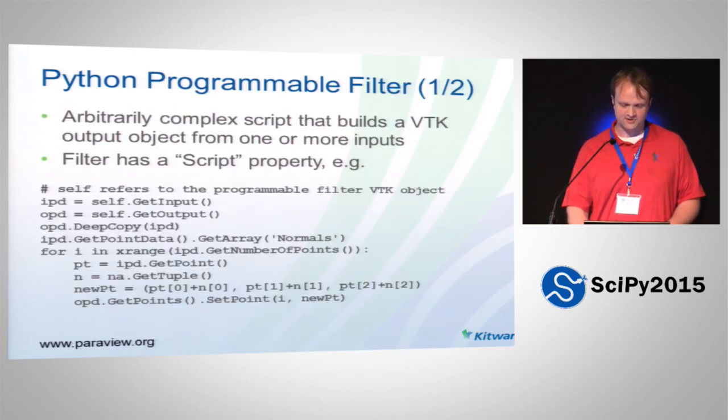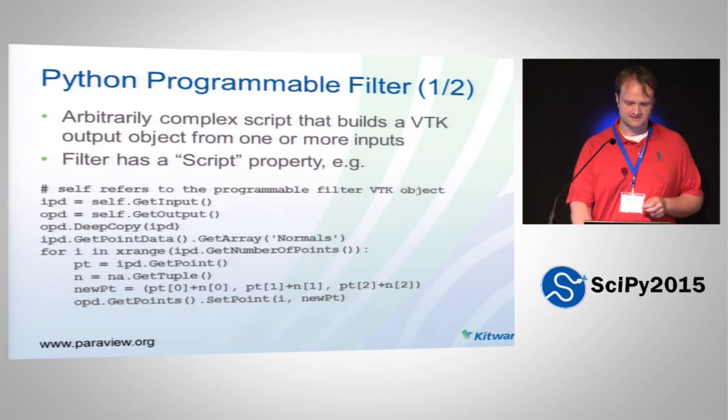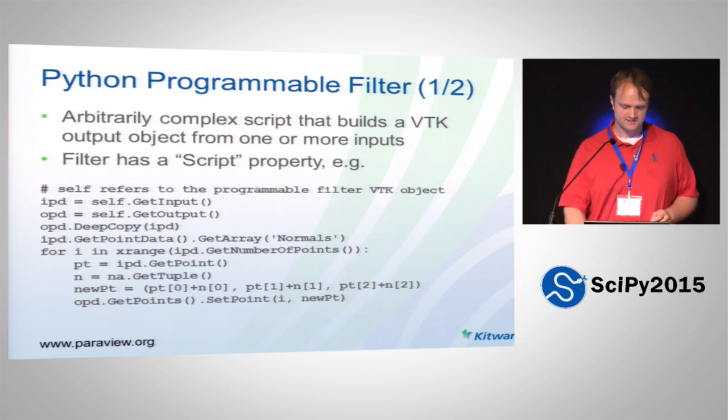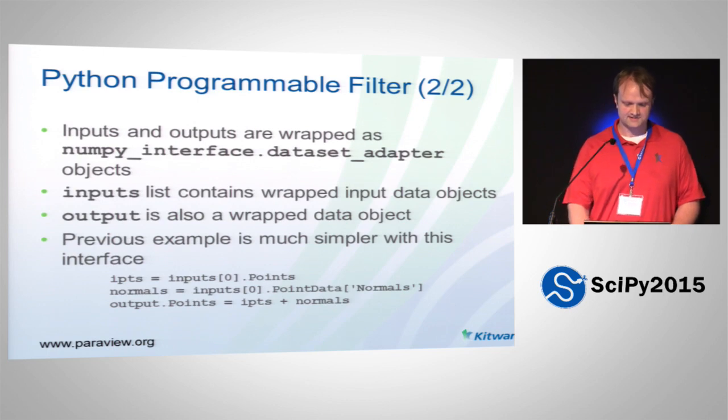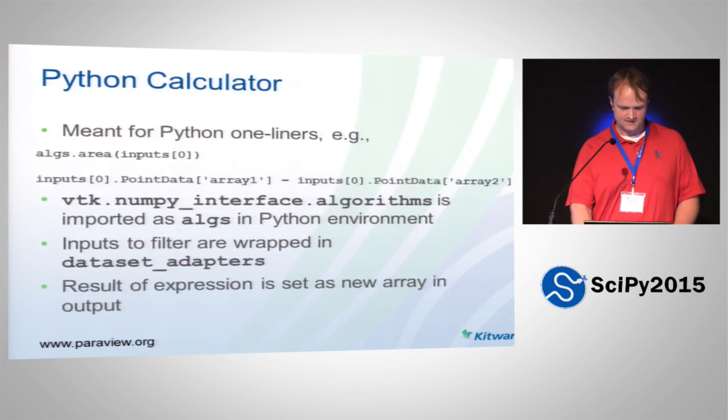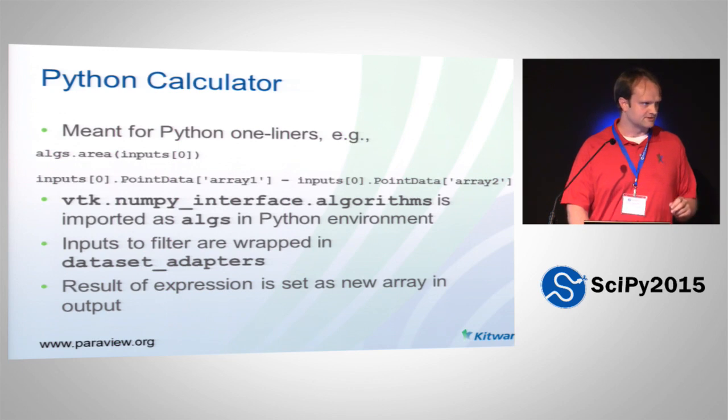There's also a Programmable Filter, which is a very powerful tool where you define a Python script that can create either new data arrays or entirely new topology in your mesh, for instance. And that also provides access to this Numpy dataset adapter that I talked about earlier. Some other filters include a Python calculator, where you can have simple one-liner expressions to compute some new value, some new arrays associated with your data set.